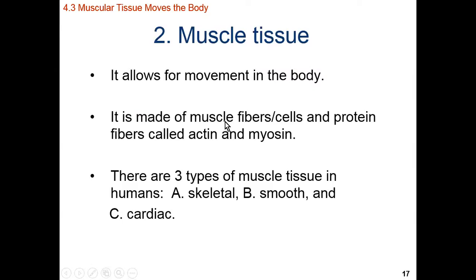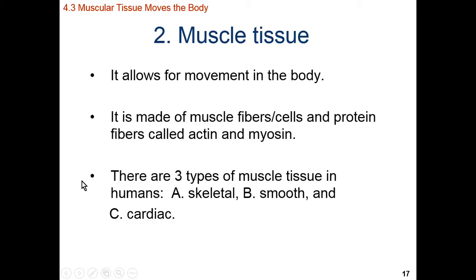Continuing on, let's move on to muscular tissue. Muscular tissue allows us to move our bodies. A key characteristic of muscular tissue is that it is the only tissue type that can contract in our bodies. Our muscular tissue has many muscle fibers, aka muscle cells. So when you see the term muscle fiber, that's a synonym for muscle cell. These muscle fibers have protein fibers inside of them, known as actin and myosin.